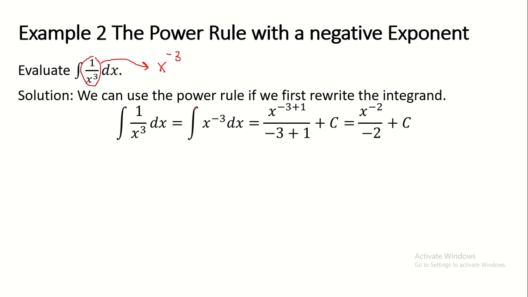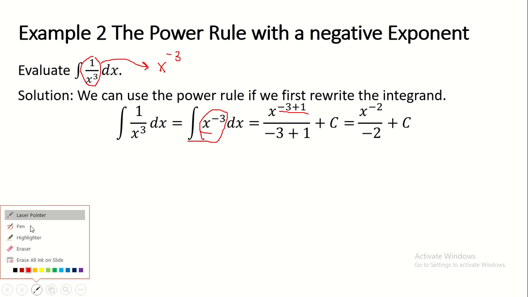So kaya siya the indefinite integral of x raised to negative 3 with respect to x. So ngayon, pwede na nating i-apply yung power rule. So that is equal to x raised to negative 3. Mag-add tayo ng 1 divided by the new exponent. Negative 3 plus 1 plus constant c is equal to x raised to negative 3 plus 1, that will be negative 2 divided by negative 2 plus c. Okay?